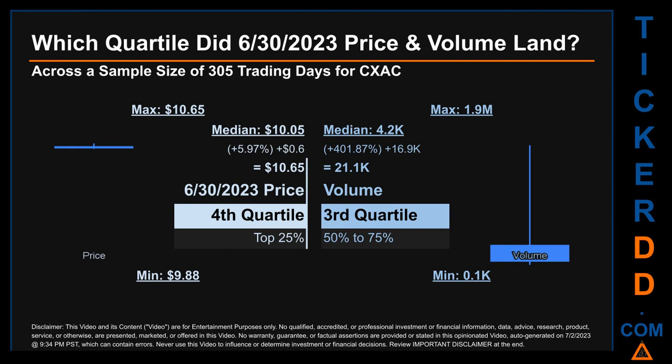The day's volume landed within the third quartile, that is within the 50% to 75% range of all sampled daily volume, which saw a max daily volume of 1.9 million and a minimum of 0.1 thousand.